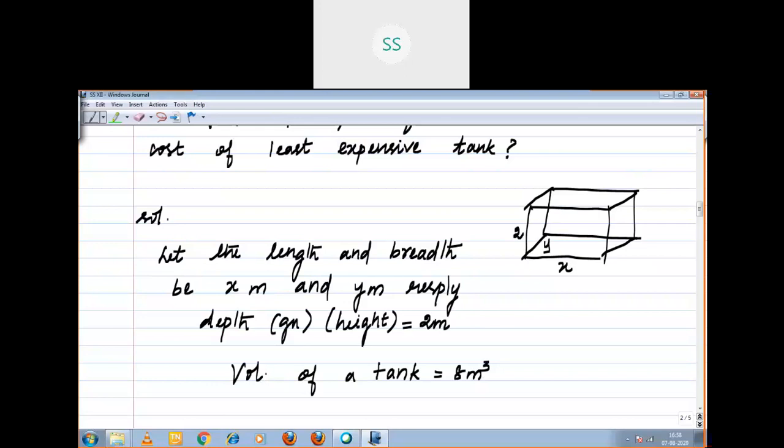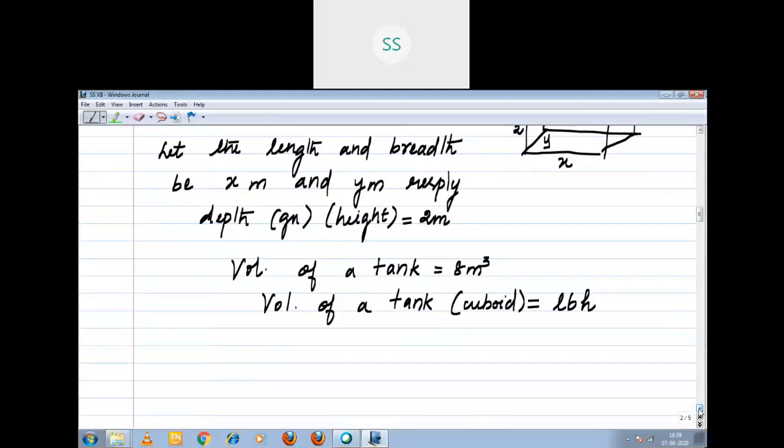That means, what is the formula? Volume of a tank, here it is a cuboid. For your understanding purpose, I will write the shape here. So what is the volume of a cuboid? Length into breadth into height, cubic unit.